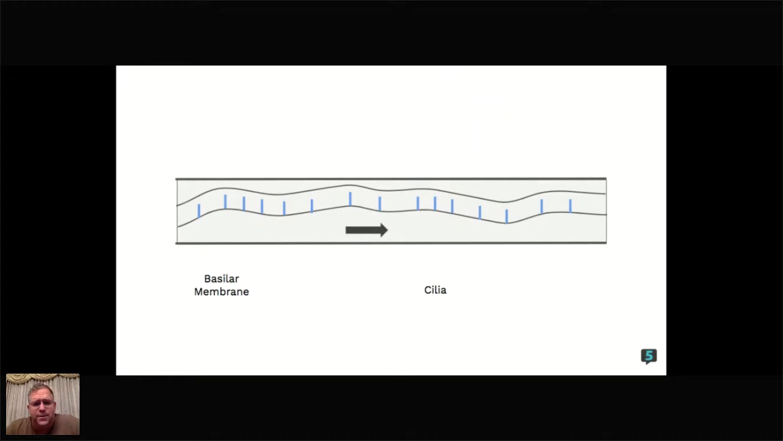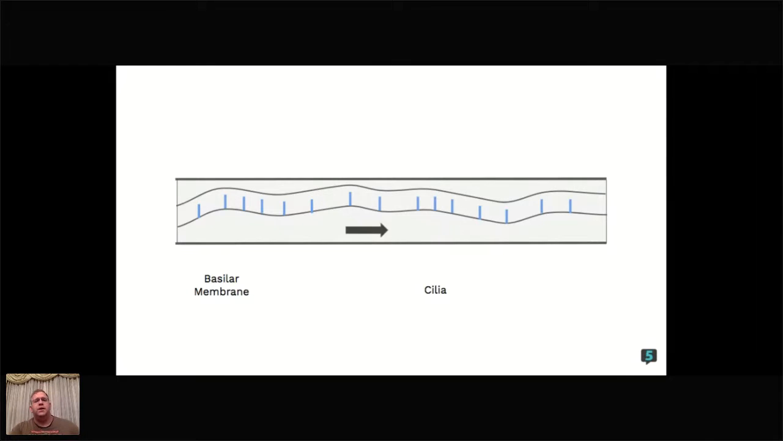Again, I know you can't see my mouse, but this thing that curves a little bit, goes up and down a little bit, with these little blue things. That whole thing is called the basilar membrane. And basically what happens here is that in the basilar membrane, there are these auditory cilia. Cilia is a fancy word for hairs, little hairs. And these blue lines represent the auditory cilia, the little blue hairs.